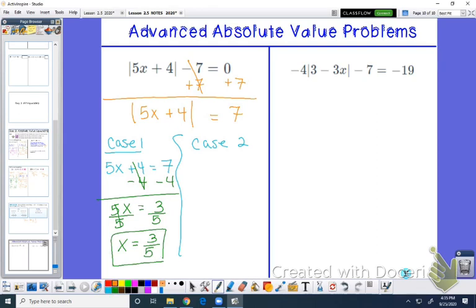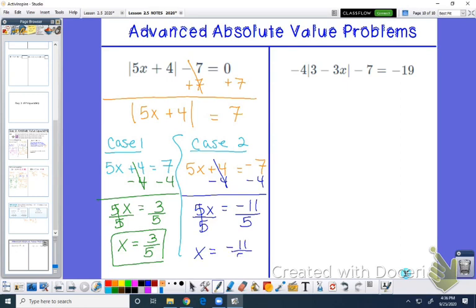And then we're going to write our negative case. So case 2 would be 5x plus 4, but instead of 7, it's going to be negative 7. And then we're going to solve by subtracting 4 from both sides. These add up to 0. You're going to get 5x equals negative 11. I'm going to divide each side by 5. And then 5 divided by 5 is 1. So x is equal to negative 11/5. And I can leave my answer improper because it is simplified. So those are my two answers.